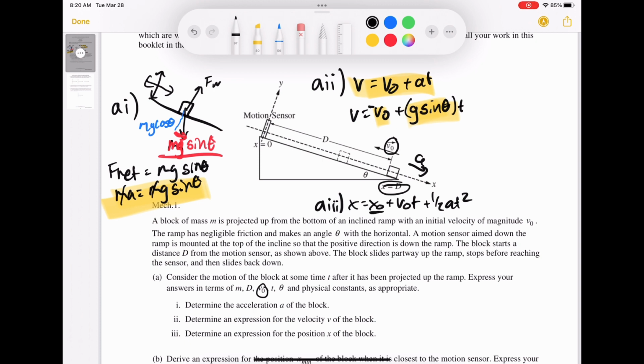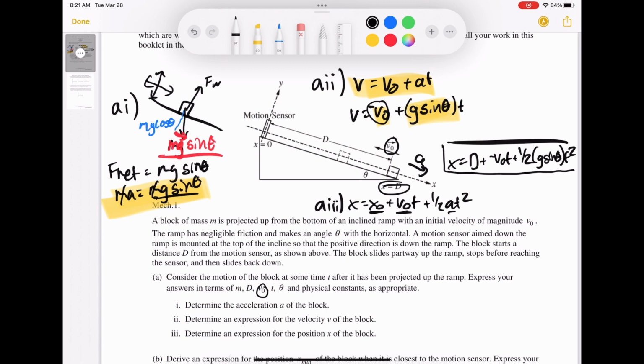Remember, our initial position is going to be x equals d. Our initial velocity has to be that negative initial velocity, and then our a is just going to be g sine theta, okay? So all we have to do is plug in those values and we get our answer. So we get x equals d plus negative v naught t plus 1/2 g sine theta t squared. Okay, and that would be the answer for AII.